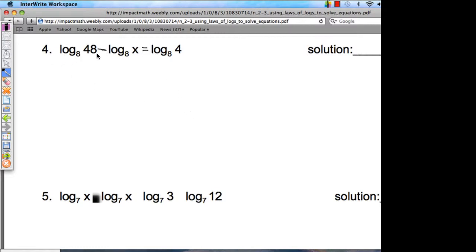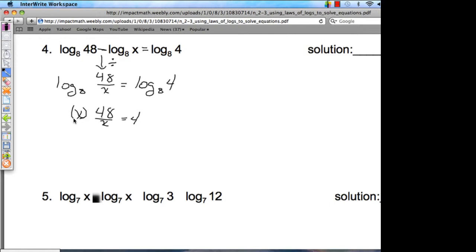Log base 4 of 48 minus. Minus means we're going to combine them as a division problem. So when we combine them, we have log base 8 of 48 over x is equal to log base 8 of 4. So 48 over x equals 4.